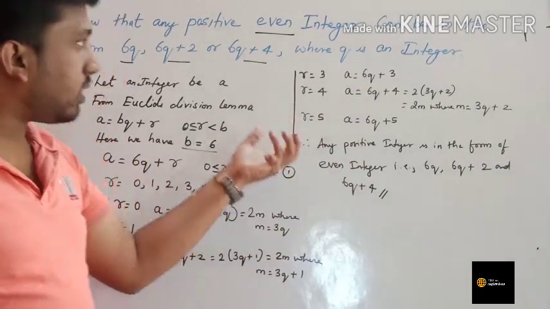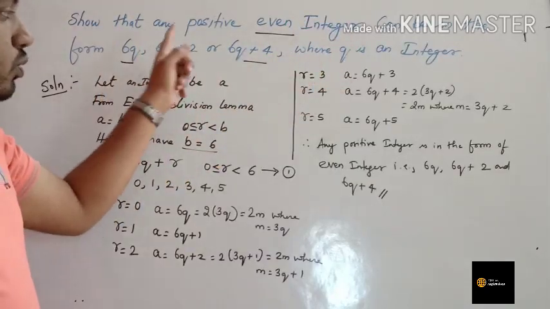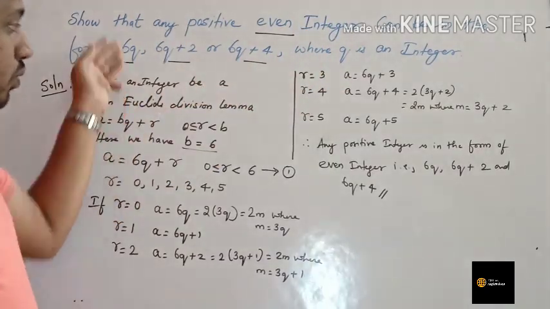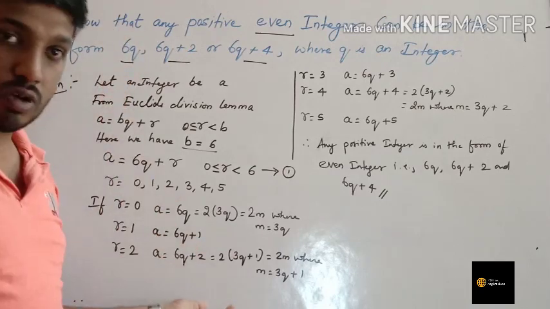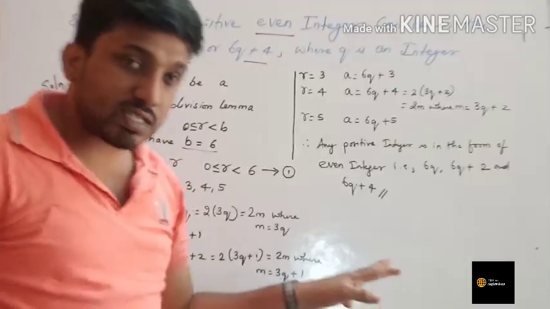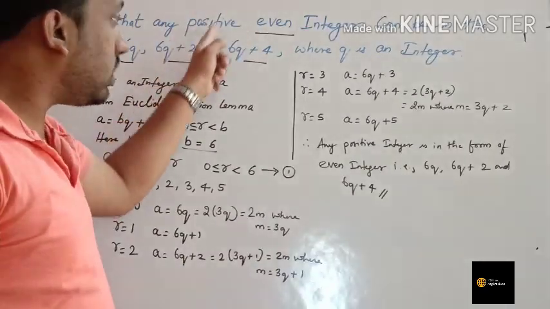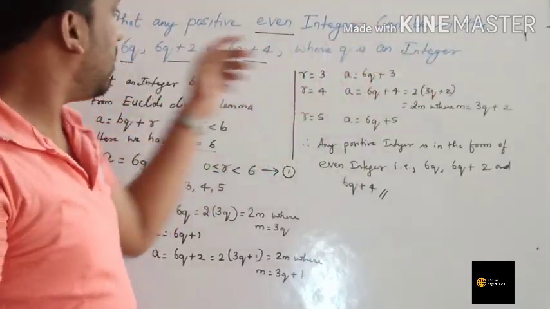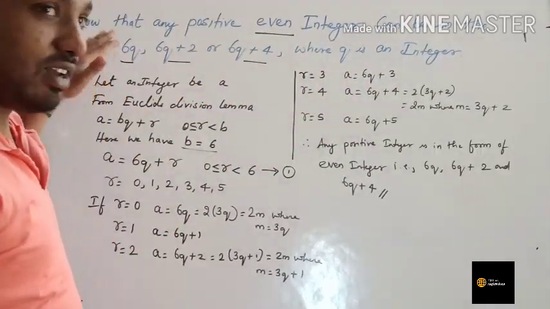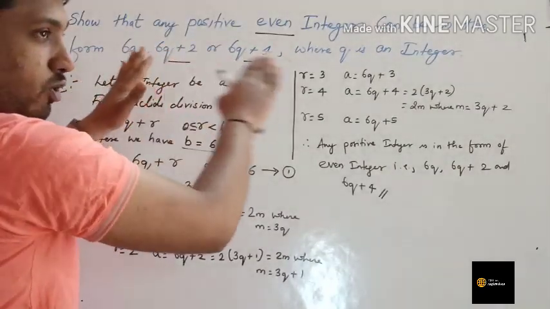If for example they ask a question like, show that any positive integer can be in the form of 6q, 6q plus 2 or 6q plus 4 or 6q plus 3, all these things you can solve. You can show that all these are positive numbers. Or they can ask another type of question, show that any positive odd integer can be in the form of 6q. Here if it is odd, 6q, 6q plus 2, 6q plus 4 will not be there.